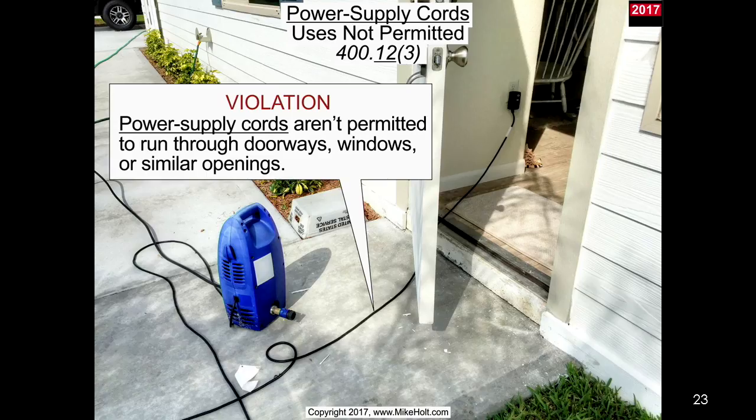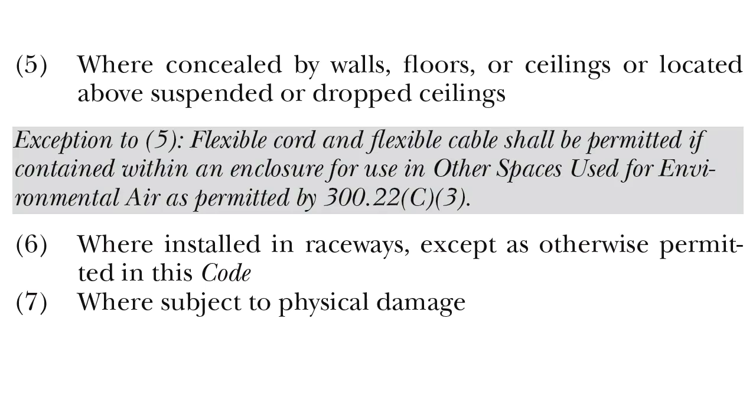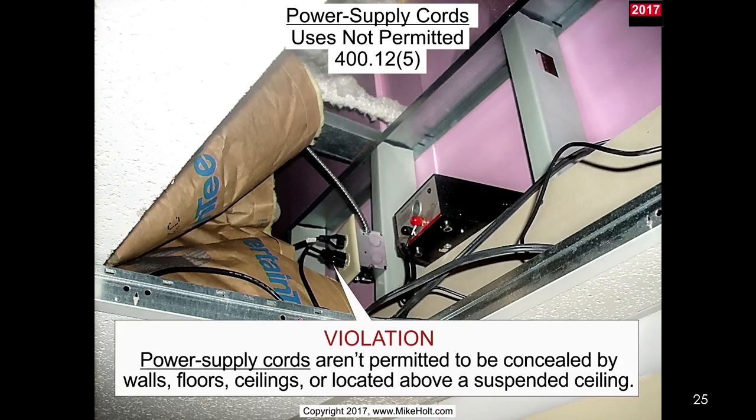Now, of course, you cannot ever vacuum. You've got to be careful when somebody's vacuuming their house, because power supply cords cannot be run through doorways, windows, or similar openings. Because if you're saying that the code applies to how you use an appliance, and it's a power supply cord, and the rule says it can't go through doorways, that's a violation. And concealed in floors, okay. Here's an example where you could not do this, because it's a power supply cord, cannot be above a suspended ceiling. I see more than one violation there.